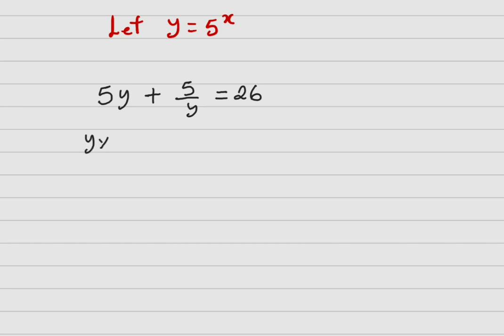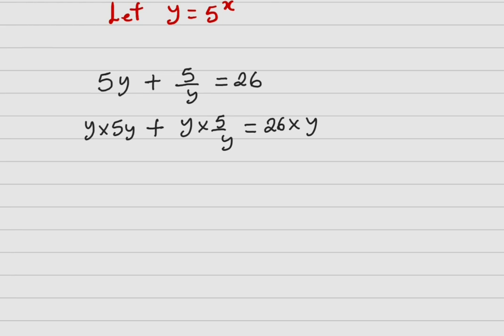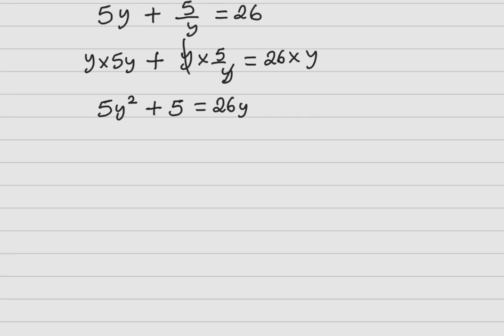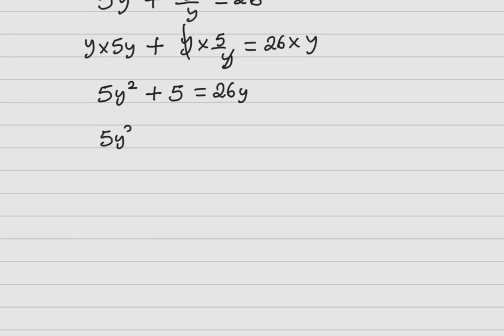So it's going to be y times 5y, then y times 5 over y is equals to 26 times y. I multiply through everything by the LCM, which is y. So this is 5y squared, then plus 5, because this cancels this out, then it's equals to 26y. Now, rearranging it further, we are going to have 5y squared minus 26y, then plus 5 is equals to 0.